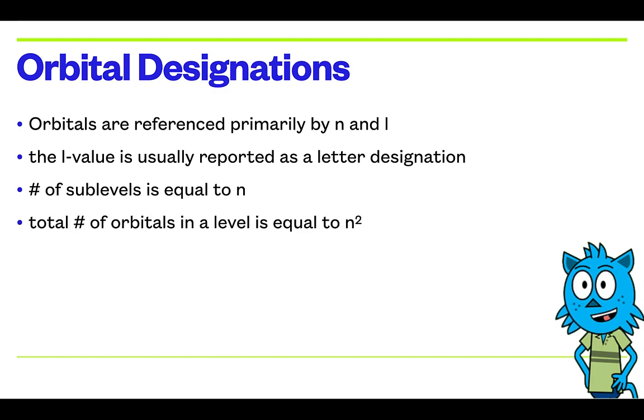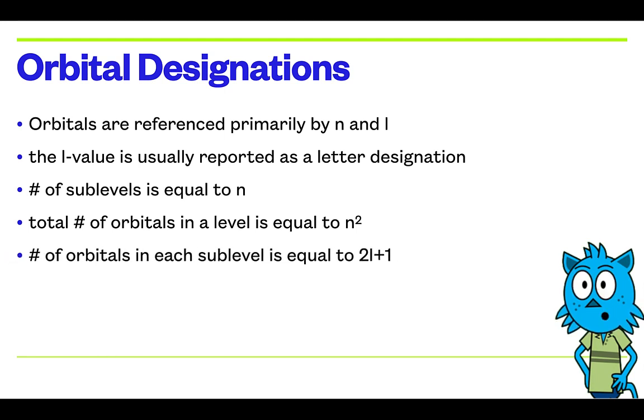The total number of orbitals within a level would be equal to n squared. And the number of orbitals in each sublevel is going to be equal to 2 times L plus 1.